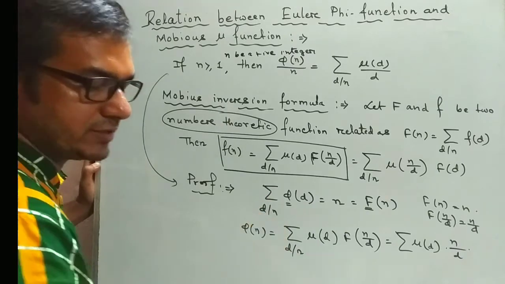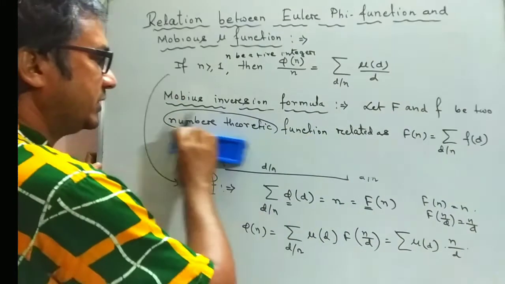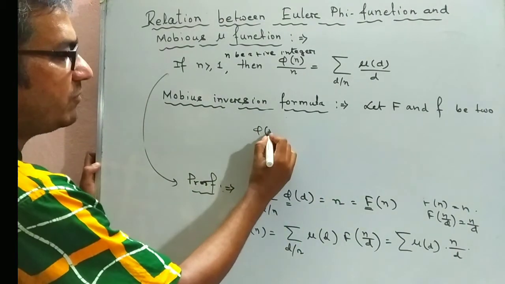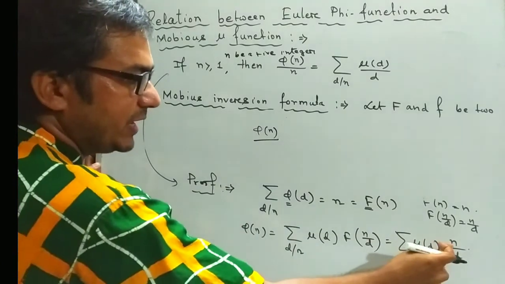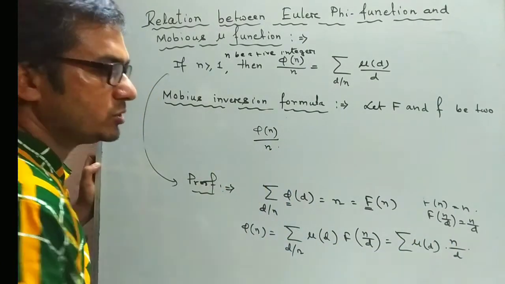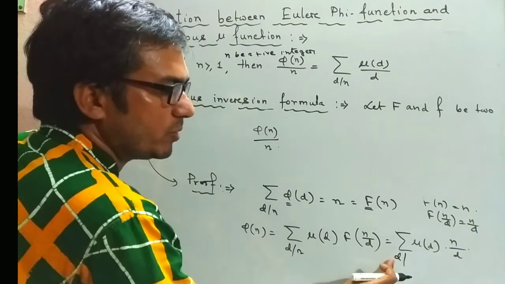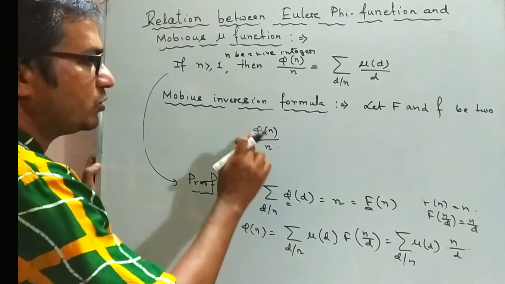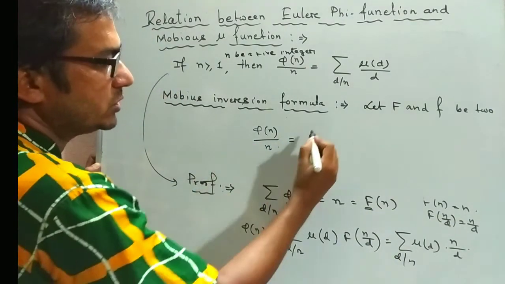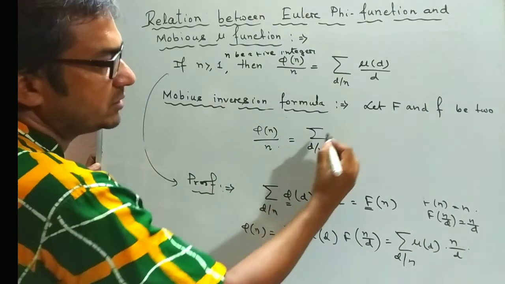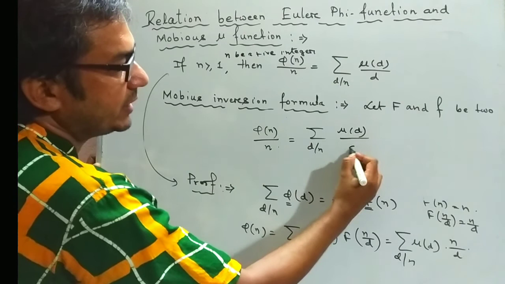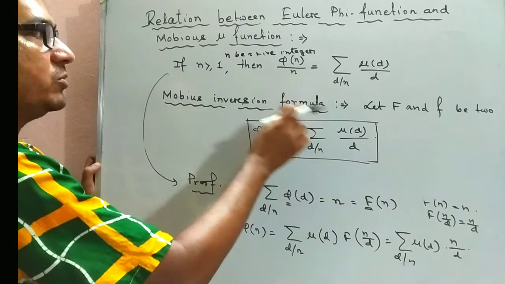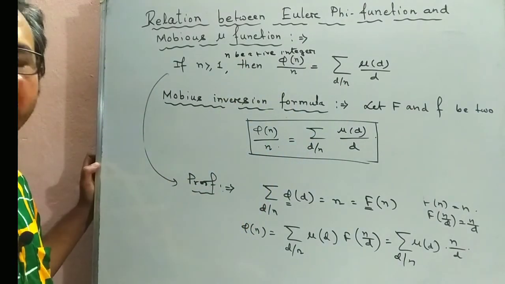Then we write phi of n by n, because here the summation is over d, and with respect to d, n is a constant. So phi of n by n equals the summation over divisors d of n of mu of d by d. Okay, this is the relation between phi and mu, and this is the property, right?